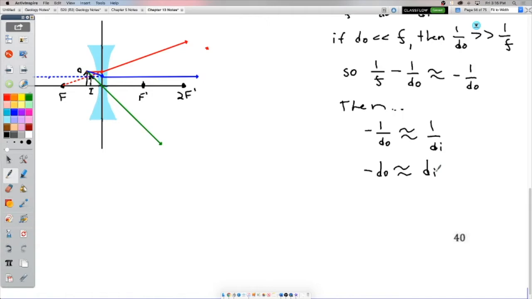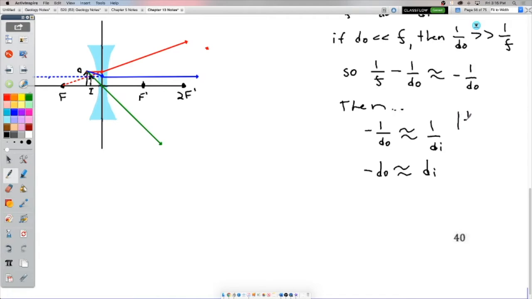Now, pause here for a sec, because are we saying that the image distance is going to essentially be there? No, they're not actually equal. Remember, 1 over f, we're going to say it's nearly 0, but it's not actually 0. Negative 1 over d_o is still a little bit shifted because of that 1 over f.